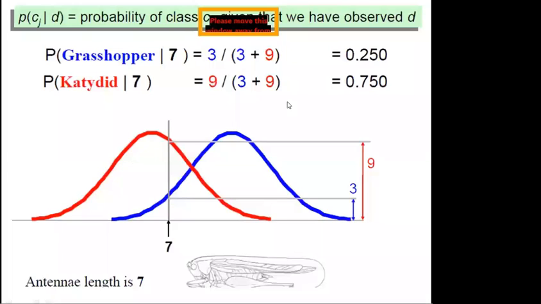Similarly, let's say we found one more insect with antenna length 7. To which category does it belong? For the grasshopper, the curve gives the number 3, so 3 divided by 3 plus 9, which is 0.25. For it being a katydid with antenna length 7, the curve gives 9, so 9 divided by 3 plus 9, which is 0.750. So this insect belongs to the katydid family.